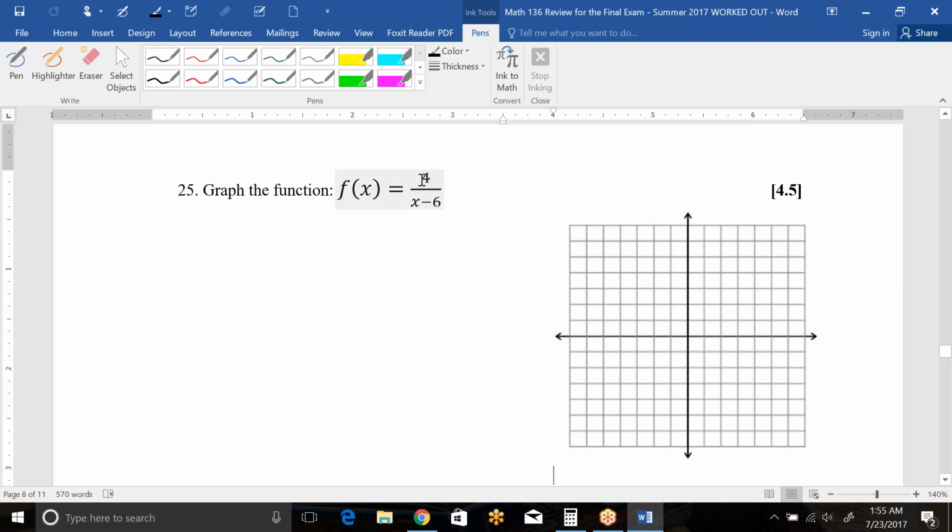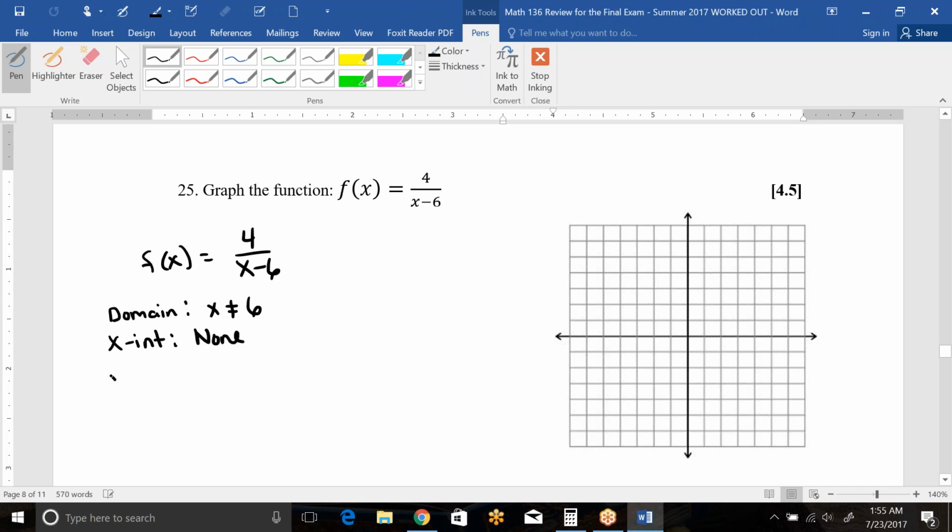For number 25, we're trying to graph the function f of x equals 4 over x minus 6. You can't factor anything, can't reduce. This is a monomial versus a binomial, so we can't cancel the 4 and the 6 out. So we're going to make our list of things that we know. As long as it's already been completely factored, anything in the bottom that causes a 0 is going to be a domain issue. X-intercepts only occur if there's an x in the top that hasn't been canceled out, so there are going to be no x-intercepts.